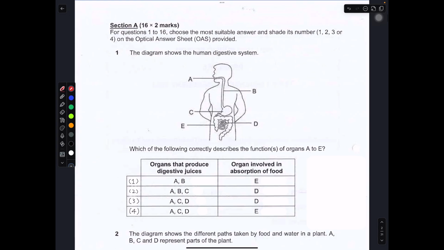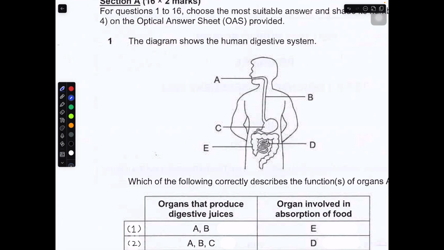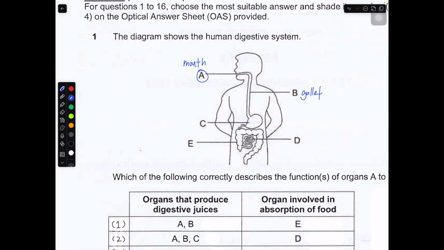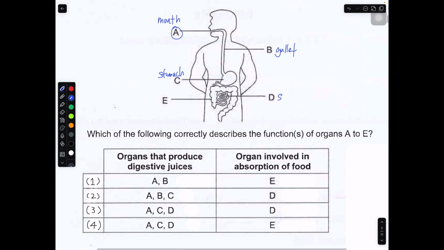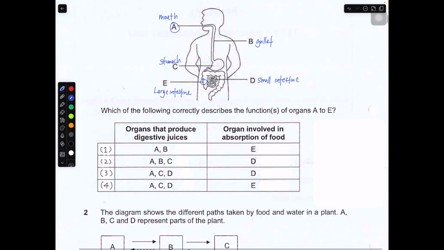So question 1 is really about digestion. So you have a human digestive system over here, and it shows you different letters that represent the different organs in the human digestive system. So A will be your mouth, B will be your gullet, C will be your stomach, D will be your small intestine, and E, which is pointed to this part, is your large intestine. So from here, which of the following correctly describe the functions of A to E?